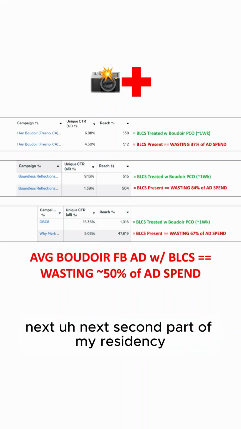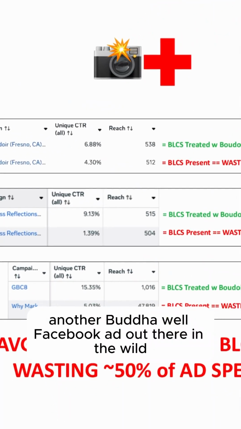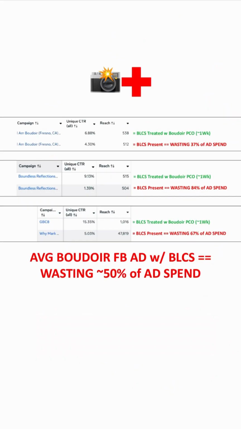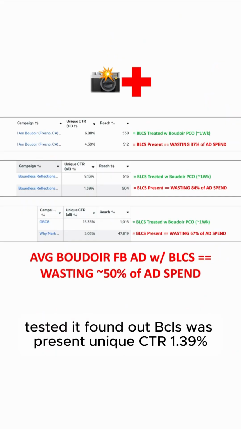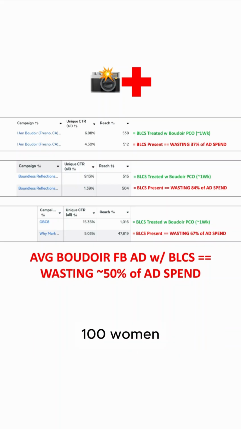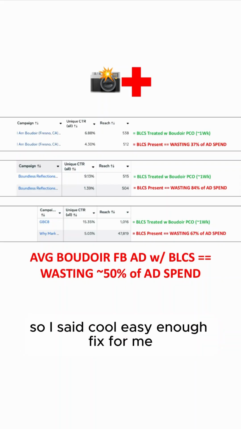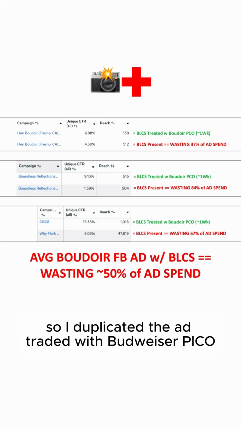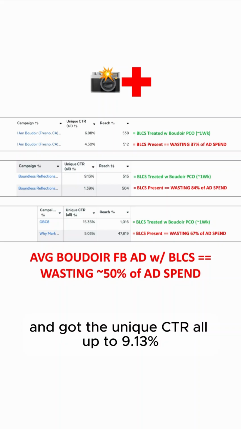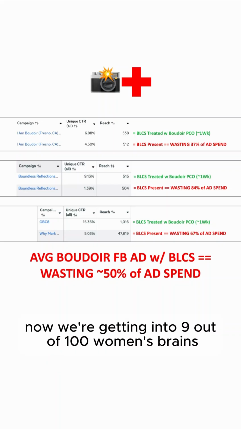Next, second part of my residency, I found another Boudoir Facebook ad out there in the wild, brought it back to the hospital, ran it, tested it, found out BLCS was present, unique CTR of 1.39%. So their ad was only getting into, out of 100 women, only 1.5 out of 100 women's brains. So I said, cool, easy enough fix for me. I duplicated the ad, treated it with Boudoir Pico, took about a week, and got the unique CTR up to 9.13%. So basically, instead of their ad getting into 1.5 out of 100 women's brains, now we're getting into 9 out of 100 women's brains.